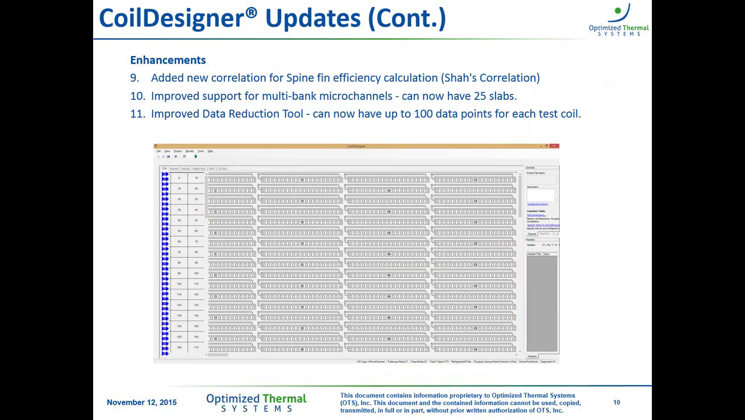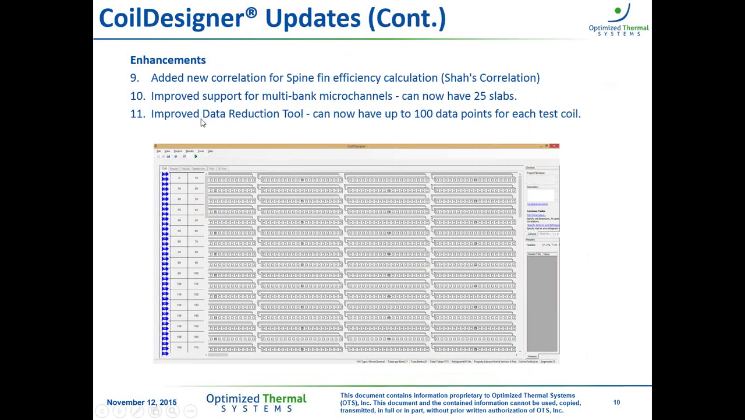Number 10 is microchannels, and this is a big improvement for microchannel support. If you have multiple banks of microchannels, there was a limit in the past. Now you can have up to 25 slabs in the airflow direction. Below, I'm showing lots of different slabs here, and you could slide across and have as many as 25 slabs all in series.